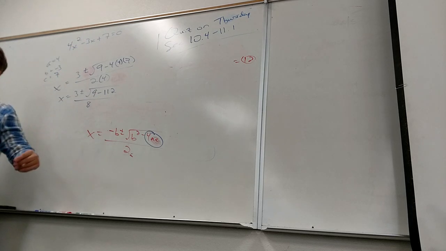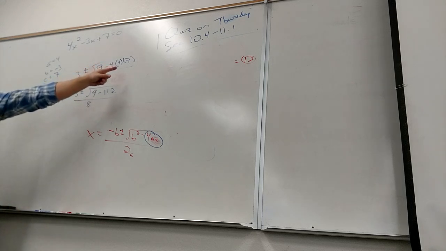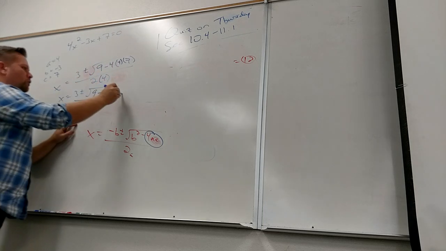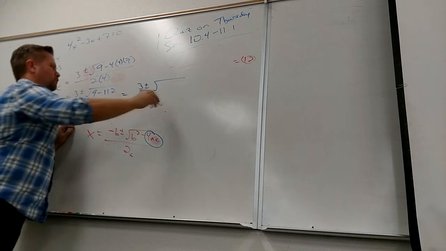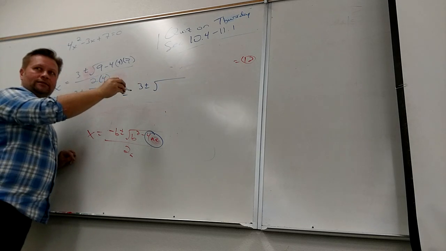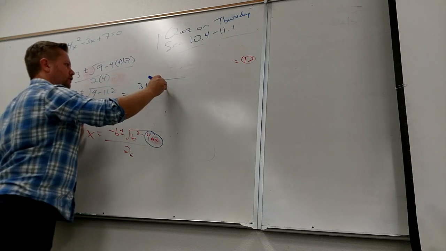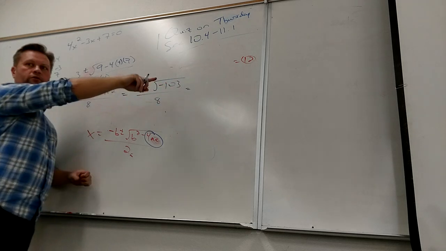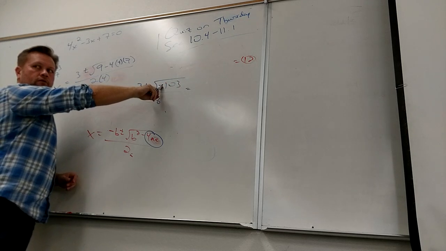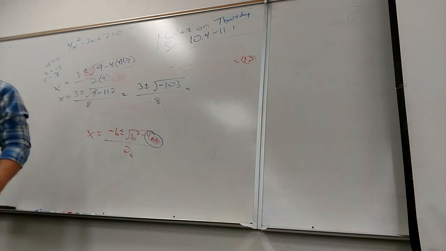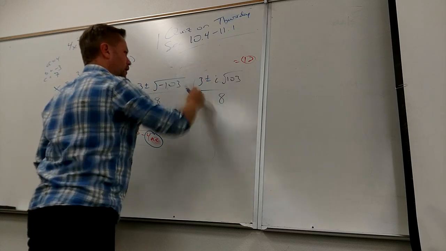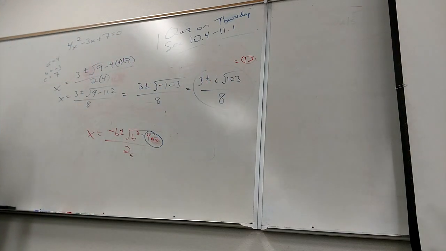Now what's really funny is some problems are quicker by completing the square, because look at all the work I still have to do. There's actually a decent amount of work here, right? What's 9 minus 112? What's 112 minus 9? 103, so it'll be negative 103. I can't do anything with 103, but what's the square root of negative 1? I. So I can write this as 3, give or take, i radical 103 over 8. Very gross answer, but I'm done.